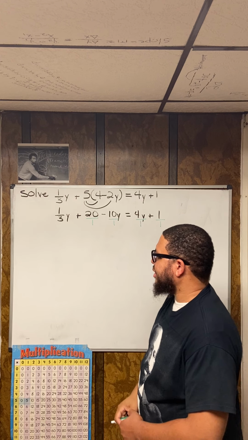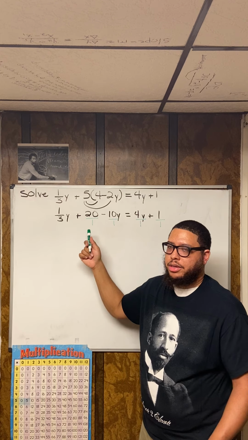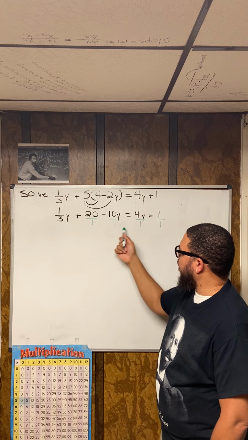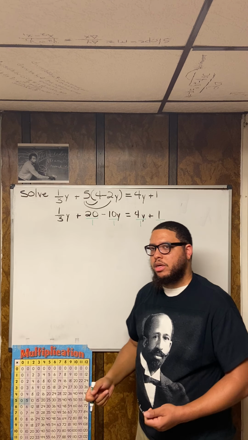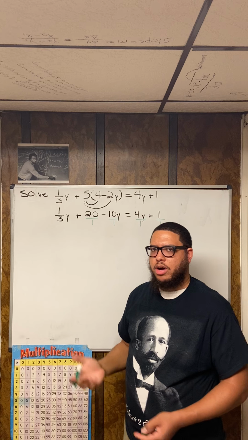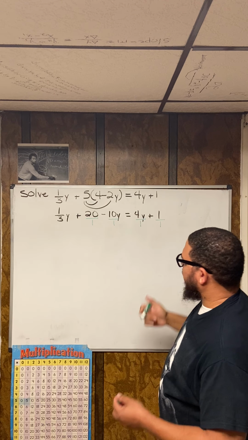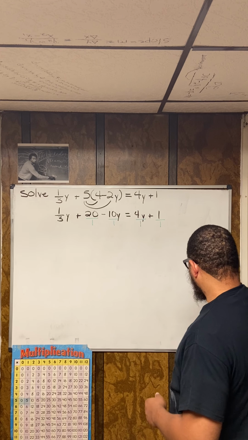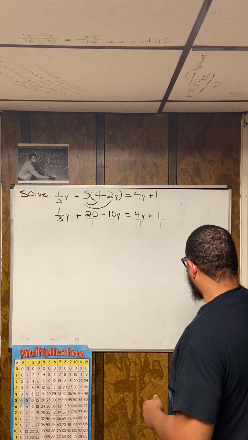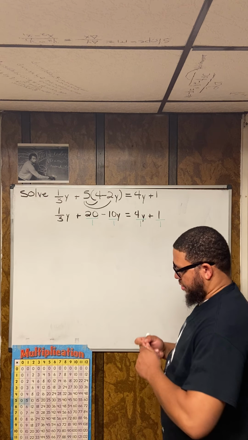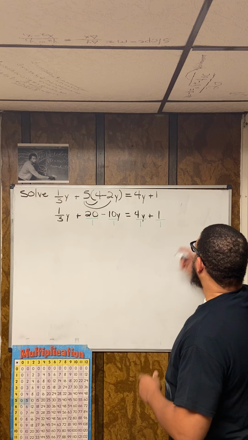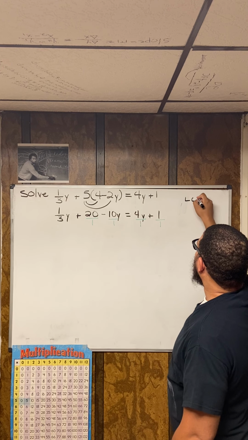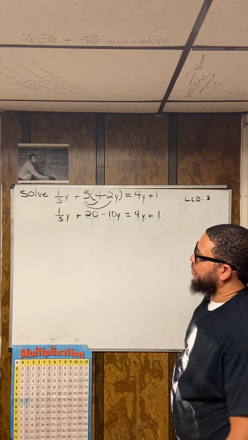So now I'm basically comparing all these denominators. I've got 3, 1, 1, 1, and 1. And then I ask myself, what's the LCD of 3, 1, 1, 1, and 1? The smallest number that they can all divide into is 3, right? That would be the least common multiple or least common denominator. So I write off to the side on my paper, LCD is 3.